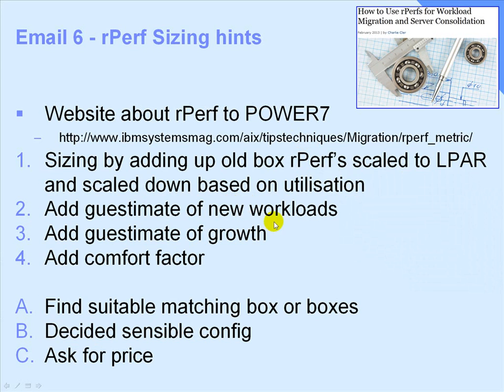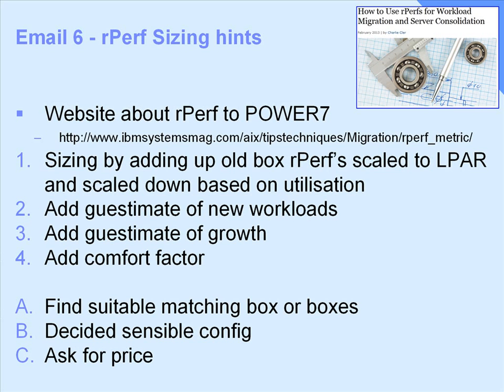Then we're going to do a quick guesstimate for new workloads, and then we might know that perhaps the website is growing 50% every year, so we add in a growth estimate of the CPU requirements there. And that's how much we actually need to run it. We then might use the 80-20 rule to say, well, we'll put in a little bit of comfort factor in here so we can handle peaks during the year and during busy periods.